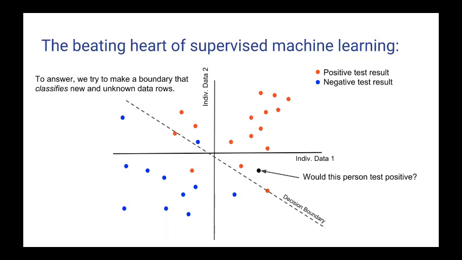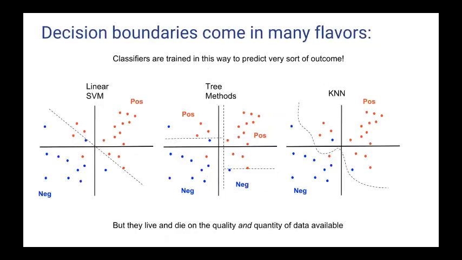I didn't know anything about it, but I can certainly draw a line, and then I can make that line so that most of the blue is on one side, most of the red is on the other. Once I do that, I can call it a classifier, and I say, yes, indeed, that person is likely to have a positive test result, so you should give them the test, and you should give them extra help or whatever. There's a whole bunch of these.